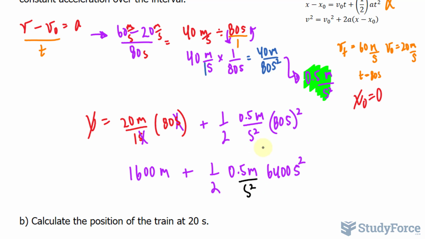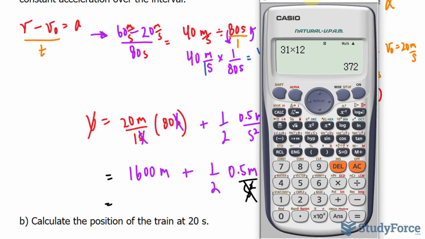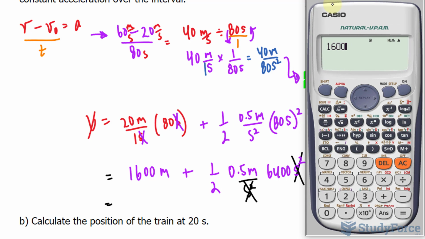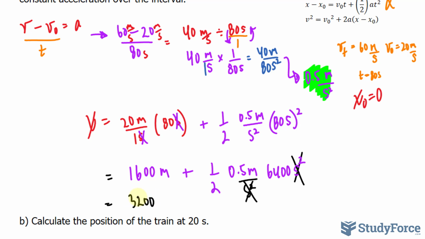The seconds squared right here actually cancels out with this one, leaving us with... well, let's use our calculator. We have 1600 meters plus 0.5, representing this half, times another 0.5 times 6400. That gives us 3200, which means that the position 80 seconds later is 3200 meters.